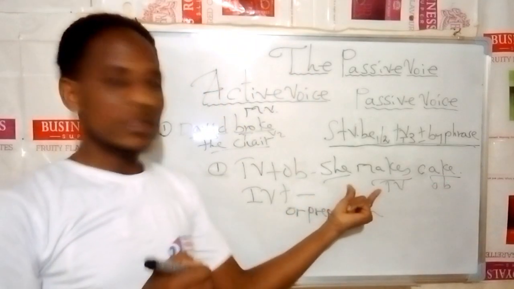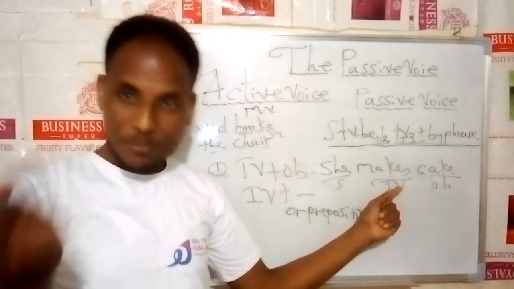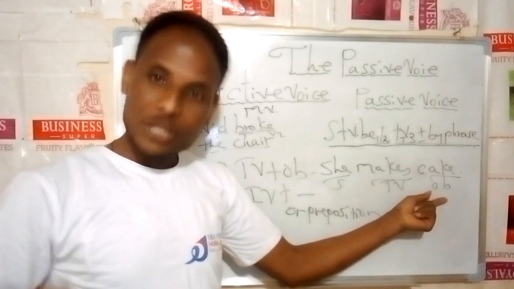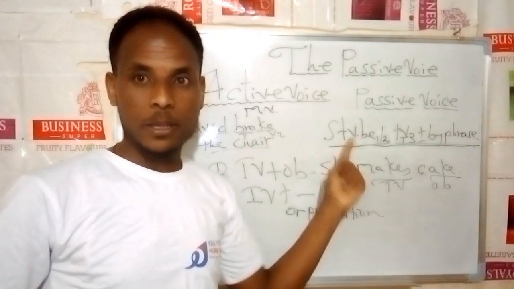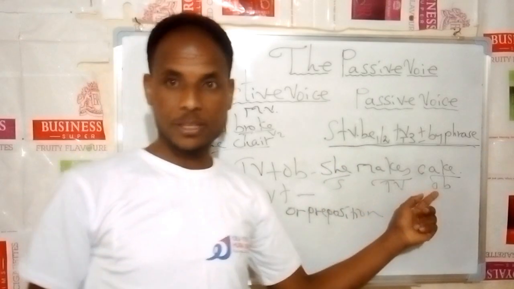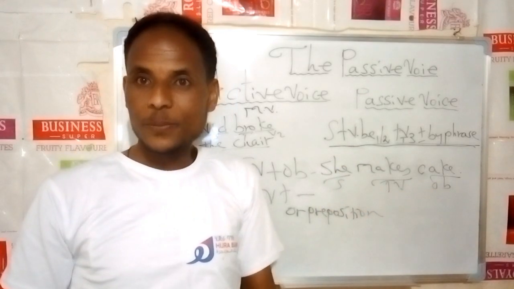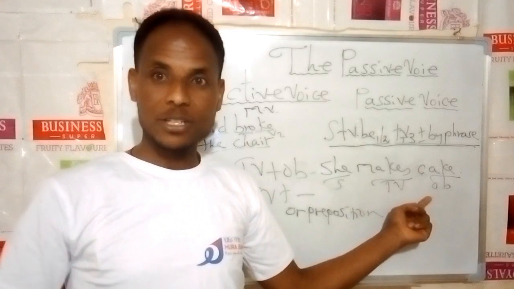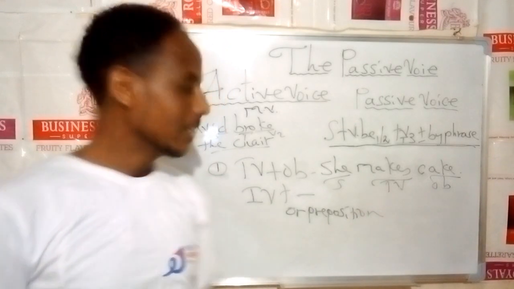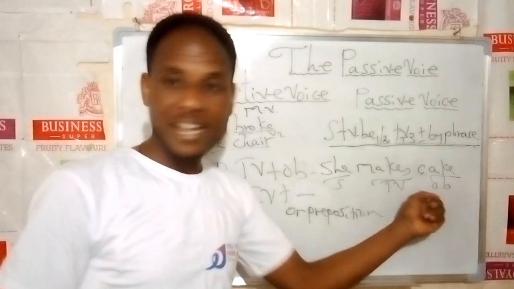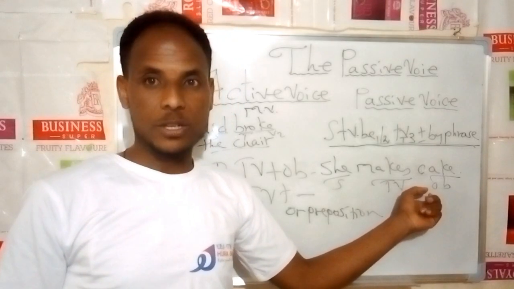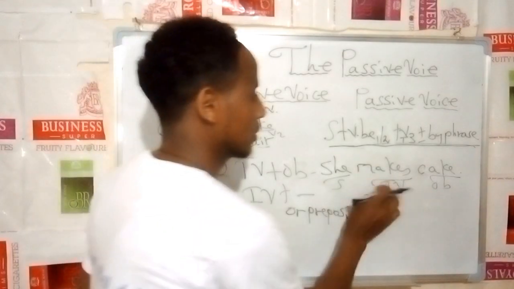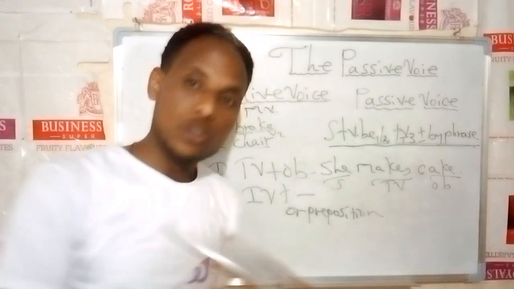So if the verb is transitive, there may be an object. If there is an object in the active voice, the object of the active voice becomes the subject for the passive voice. If there is no object in the active voice, it's unable to form a passive voice, because without a subject, a sentence doesn't give meaning. By itself, there should be a subject in order to form a passive voice. That's why there is an object in the active voice, to be changed into the subject in the passive voice. So the verb is transitive because it's followed by the object cake.